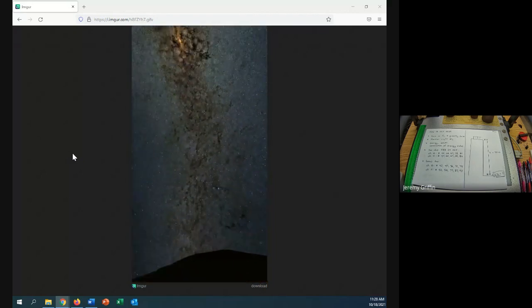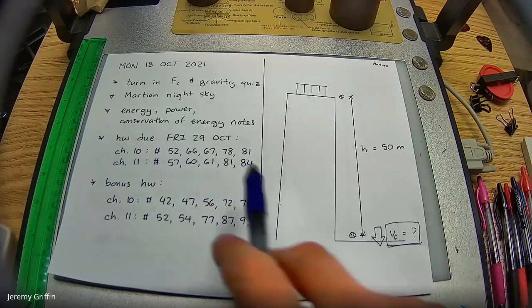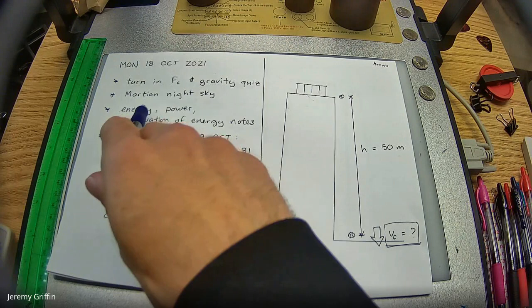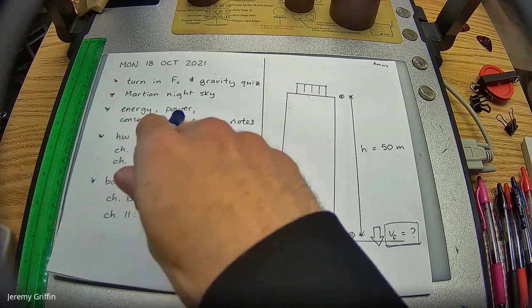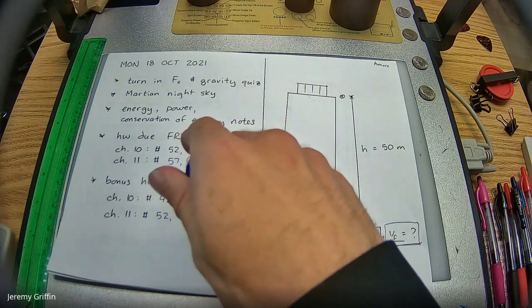Let me skip back over to projection. Today and tomorrow, I'm going to give you a bunch of notes on energy. Power we won't get to today, but tomorrow. But by the end of the day, I'll set you up with some conservation of energy.